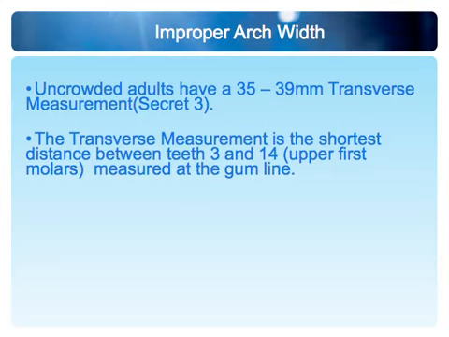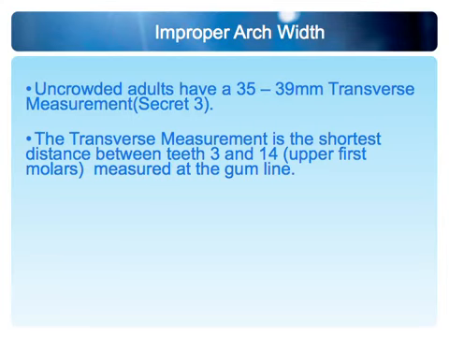So that means that an uncrowded adult, meaning an adult that has no need for orthodontic care, whose teeth are perfectly placed, and who has a nice arch form, will have an arch width in the range of 35 to 39 mm. So the transverse measurement is my secret number 3. I measure that on every single patient because I like to know what kind of arch width I have to start with, and that gives me an idea of where I can go to finish. So the transverse measurement is a distance, and it's a linear measurement. It's just measuring between the upper first molars.